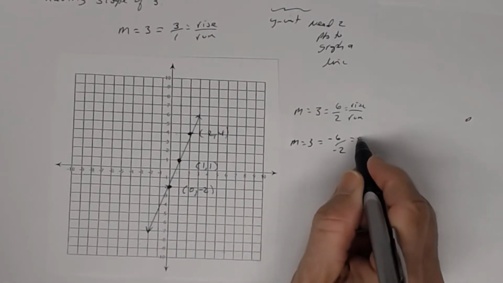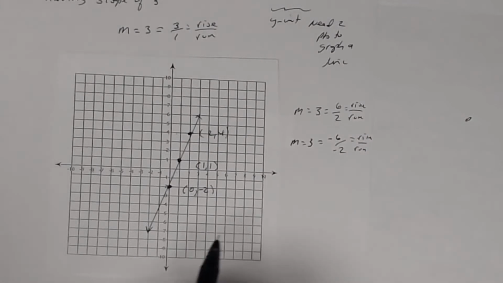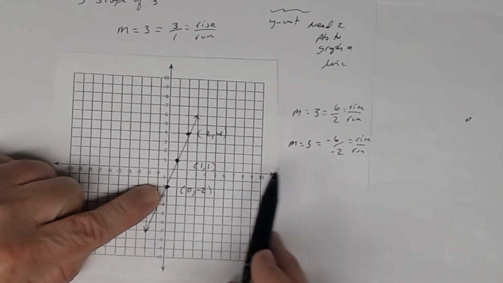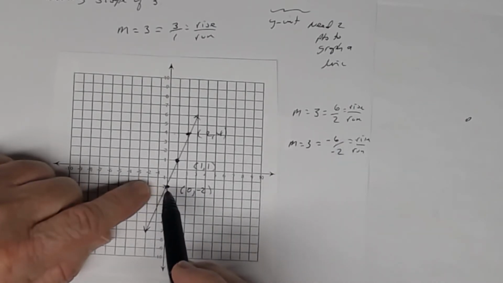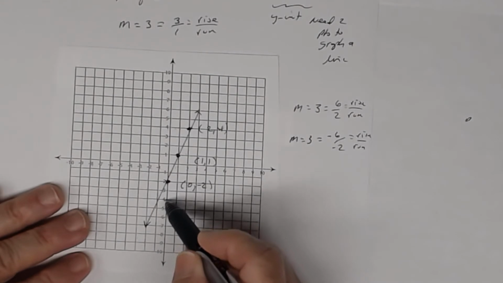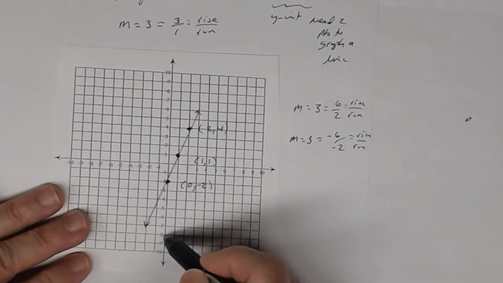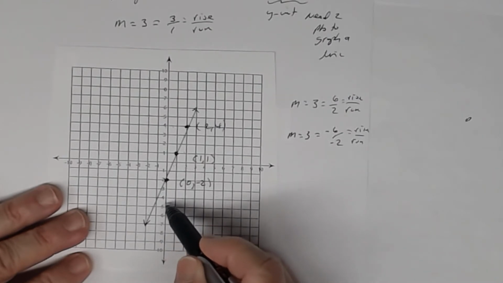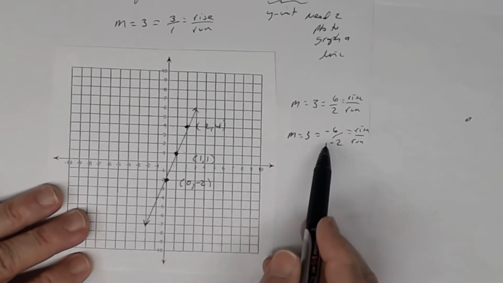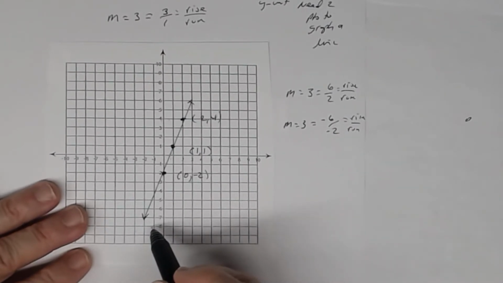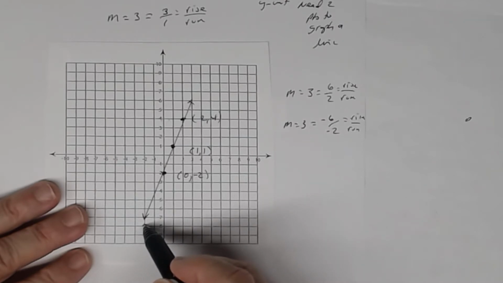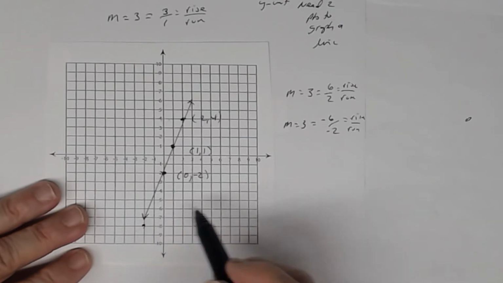So watch. Rise over run, right? So let's start at the y-intercept right here. Since my rise is negative, you've got to go down. You've got to go down 6. So watch. 1, 2, 3, 4, 5, 6. Right here. So that's where I'm at. From the y-intercept, I went down 6. And then my run's negative, so I go to the left 2. All right, so down 6, left 2: 1, 2, 3, 4, 5, 6, then 1, 2.